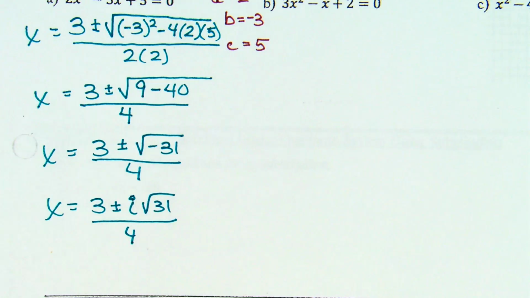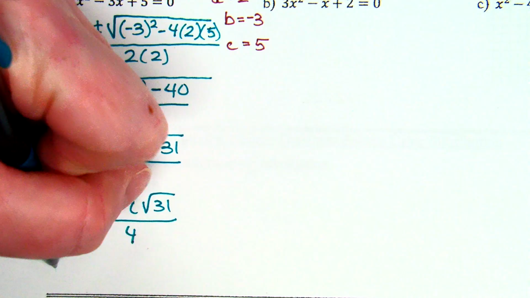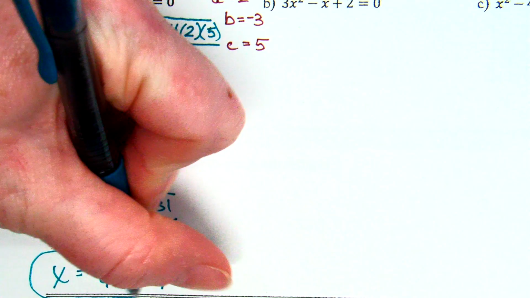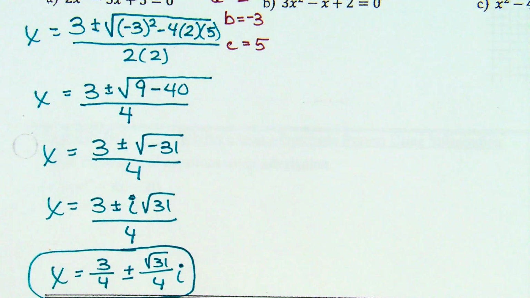MathXL, I do not think, would accept this because they are specifically going to state express your answer in complex form, A plus BI. So A plus BI, what do we know about this? The 4 goes with both. So 3/4 plus or minus square root of 31 over 4 I. So meaning I put my I just outside the fraction, or you can leave your I up with the radical.